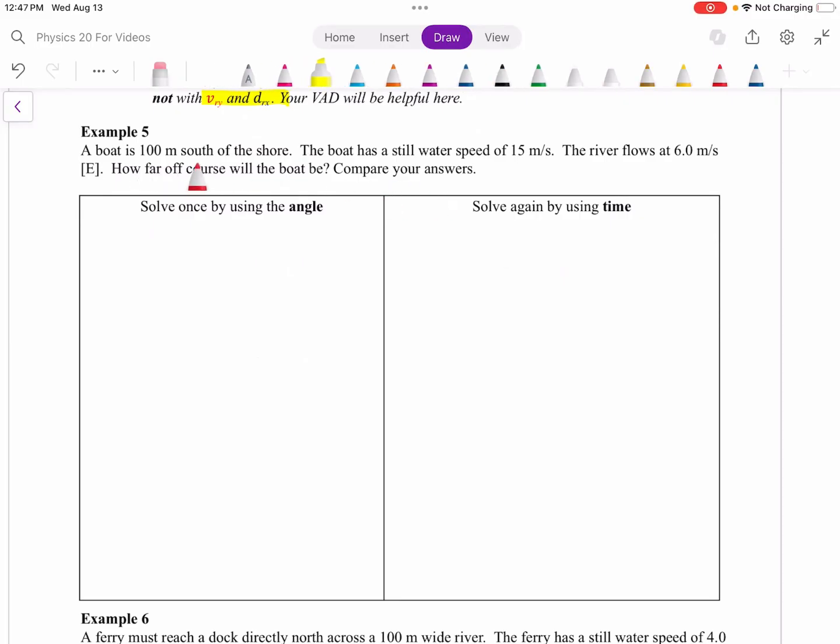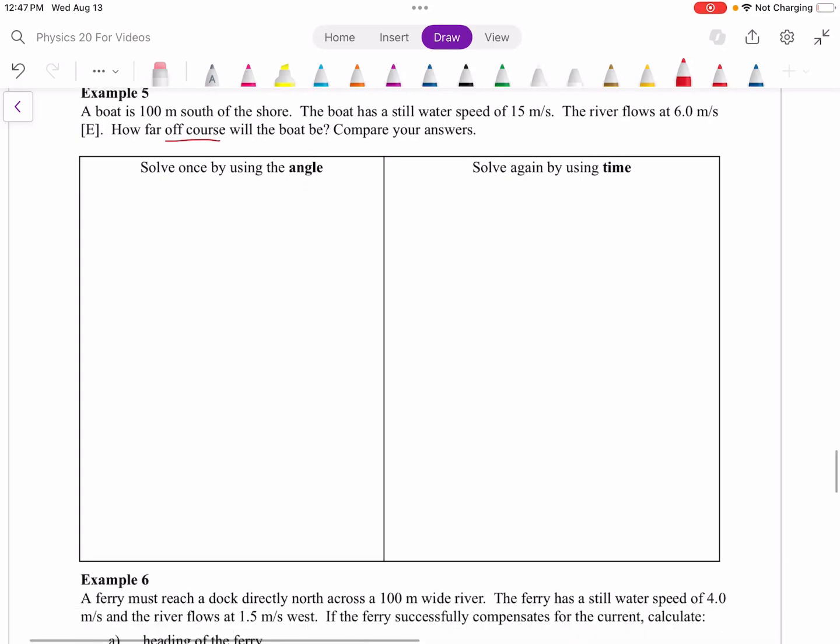So a boat is 100 meters south of the shore. The boat has a still water speed of 15 meters per second, and the river flows at 6 meters per second to the east. How far off course will the boat be? So we've got to read carefully, looking for clues, but it sounds like this boat tried to aim itself straight across, and as a result, the river carried it downstream, off course.